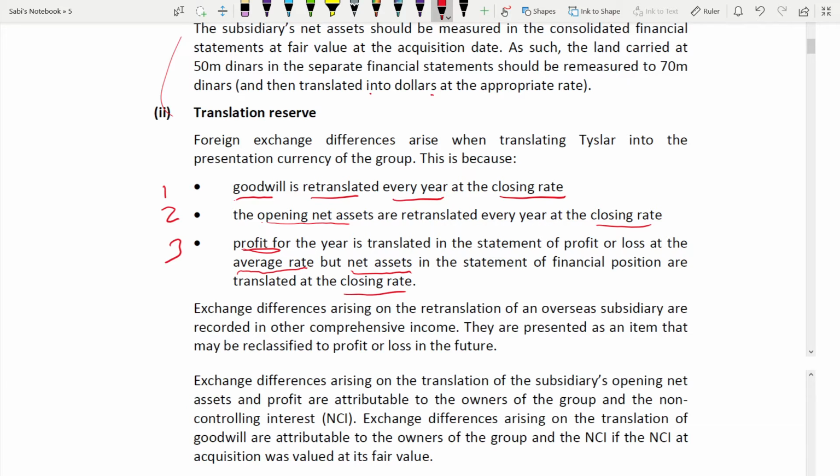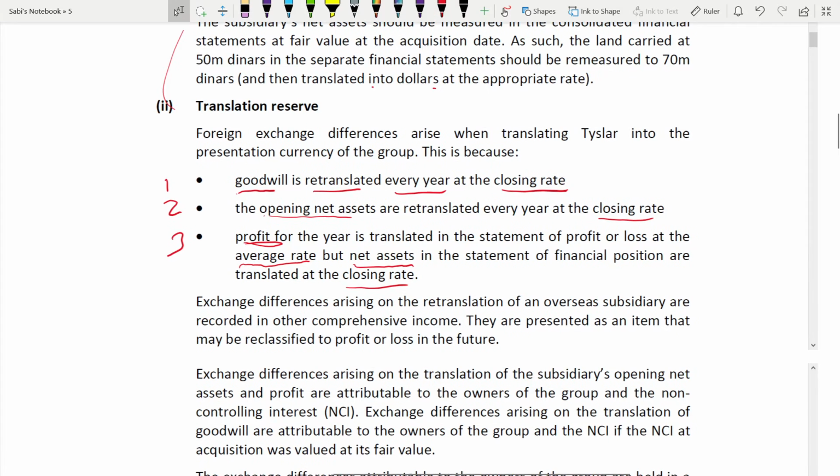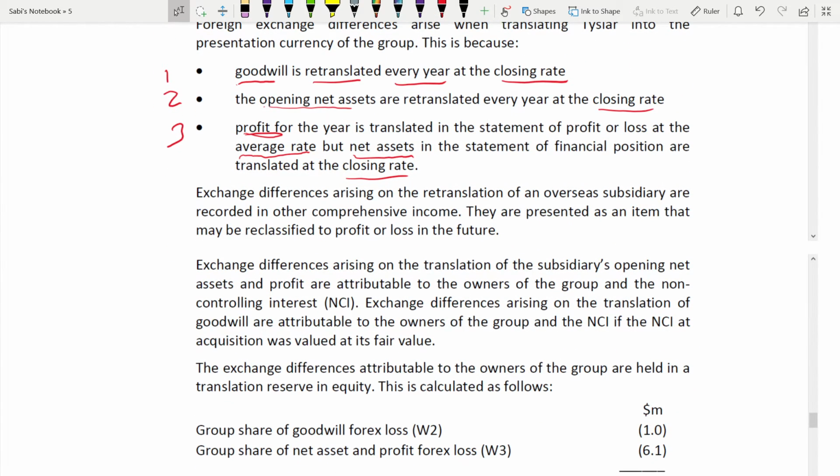Next. The exchange differences arising in the retranslation of overseas subsidiaries are recorded in other comprehensive income. When you retranslate the overseas subsidiaries, where do the exchange differences go? This you have to know. It is in other comprehensive income, remember this, where it goes. They are presented as an item that may be reclassified. Again, we went through that list, remember? In one of my previous videos, for the items that will be reclassified.